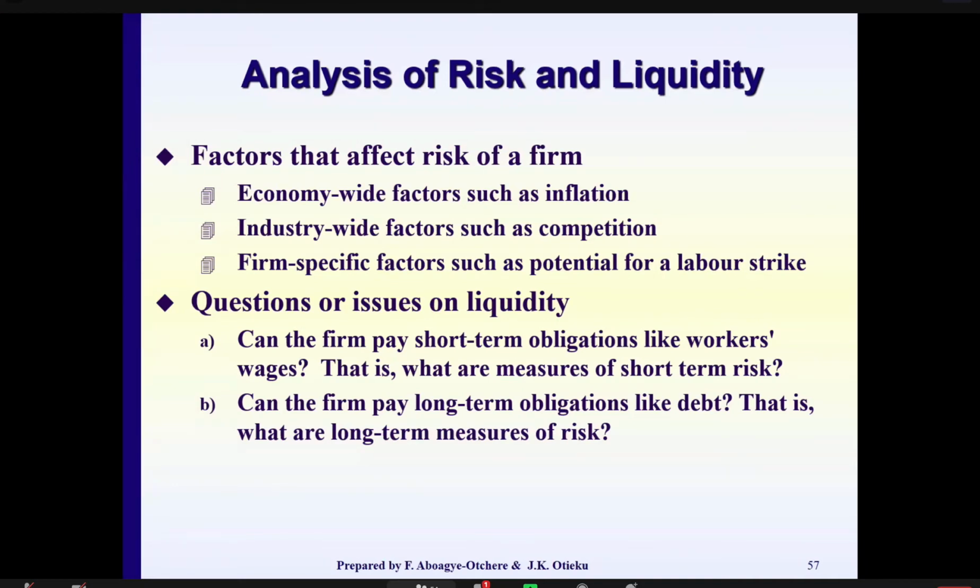So we're looking at factors that will affect an entity's ability to pay their maturing debts, and I'm explaining to you that some of them are economy-wide, so they will affect every entity operating within that economy. Can you give an example?